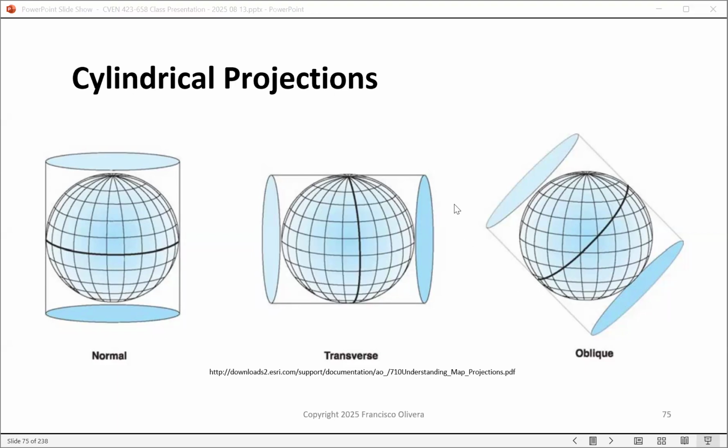There are many projections that are transverse projections. And these projections are going to have this meridian of tangency. So that means that the projection is going to be perfect along the meridian of tangency and a little bit to each side. But as you depart from this meridian of tangency, the distortion is going to increase more and more.